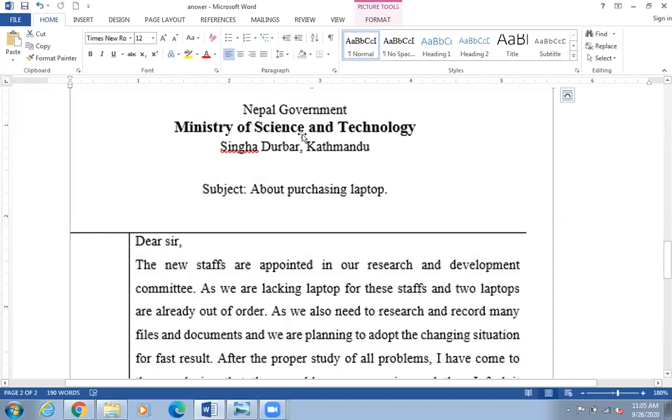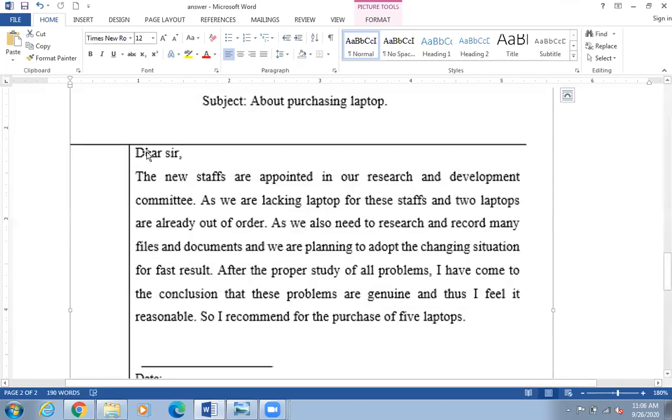With bigger, bold letters, write it 2 times so that it becomes a little bit bold. So Nepal Government, Ministry of Science and Technology, and below write Singha Durbar, Kathmandu, where it is located, with normal handwriting. Leave 1 or 2 lines and write the subject: about purchasing laptop. Then after that draw the line over here, so that you make it attractive.